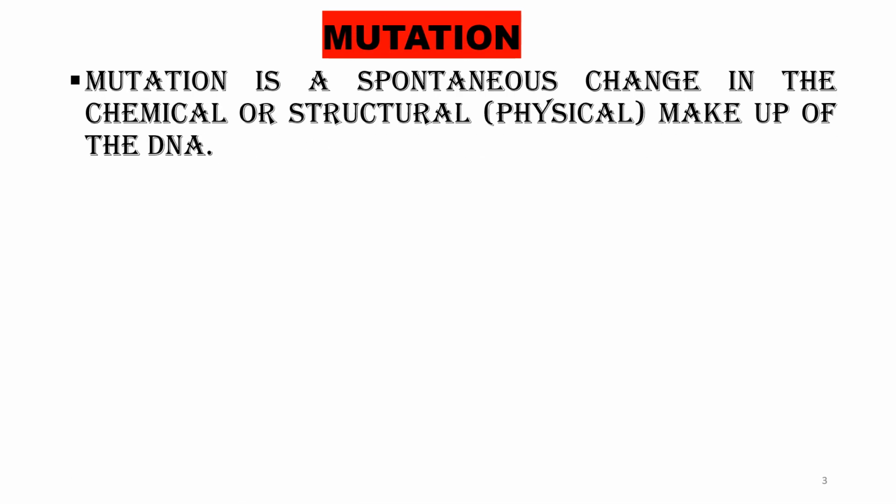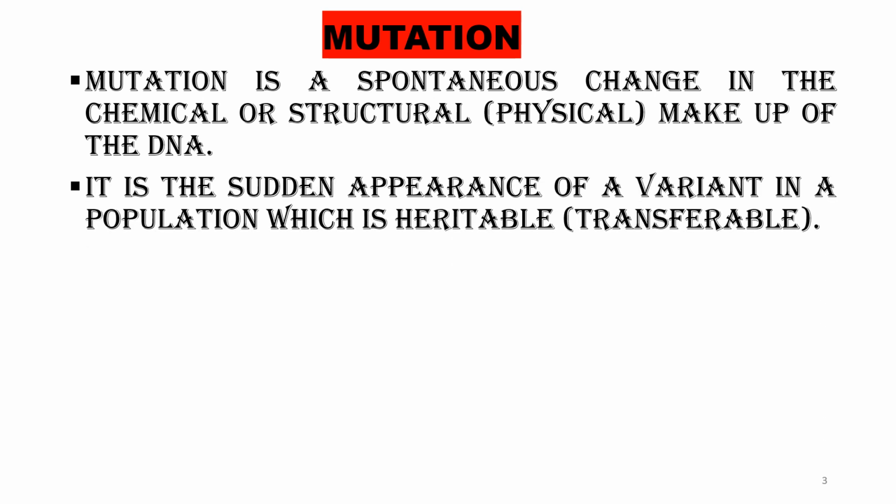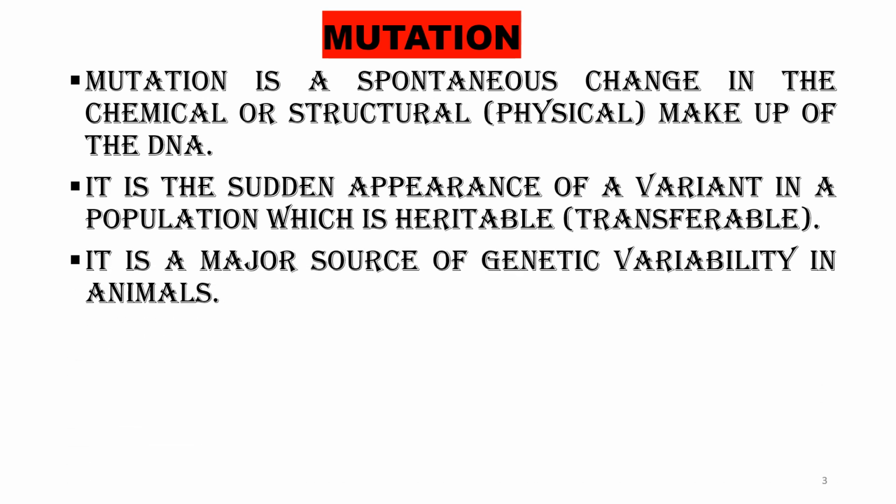So what is mutation? Mutation is a spontaneous change in the chemical or structural makeup of the DNA of animals and plants, and it is the sudden appearance of a variant in a population. This new variant is heritable and is transferable to the next generation. A mutation is a major source of genetic variability in animals.